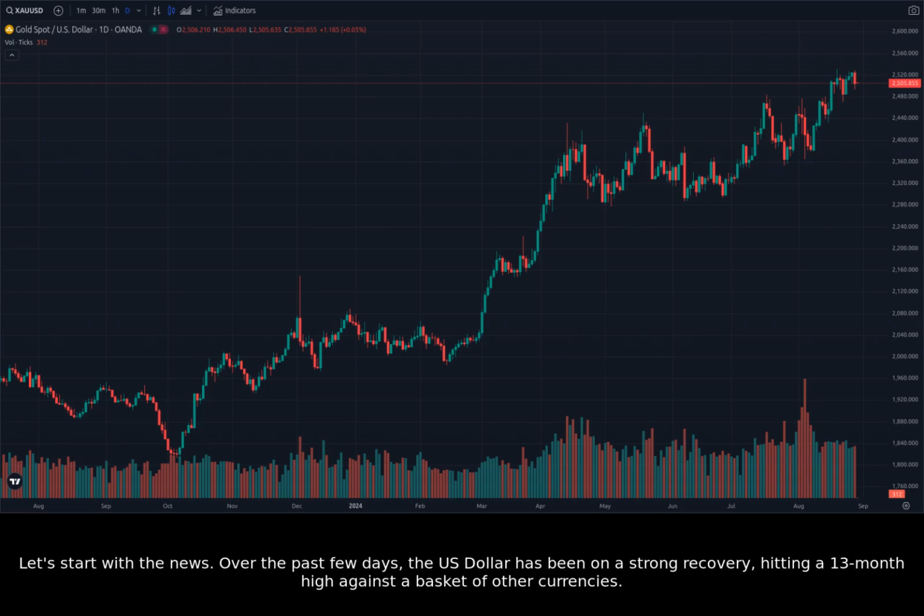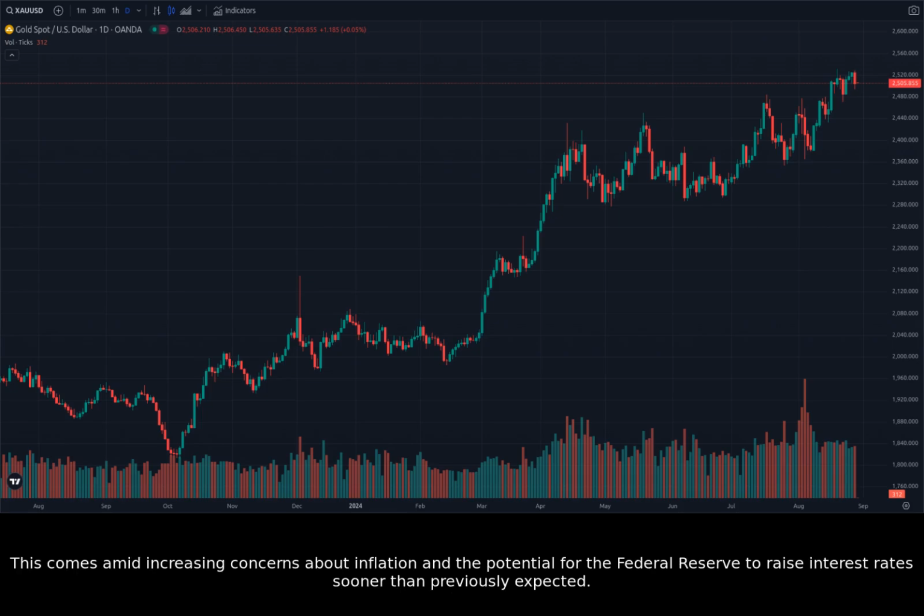Over the past few days, the US dollar has been on a strong recovery, hitting a 13-month high against a basket of other currencies. This comes amid increasing concerns about inflation and the potential for the Federal Reserve to raise interest rates sooner than previously expected.